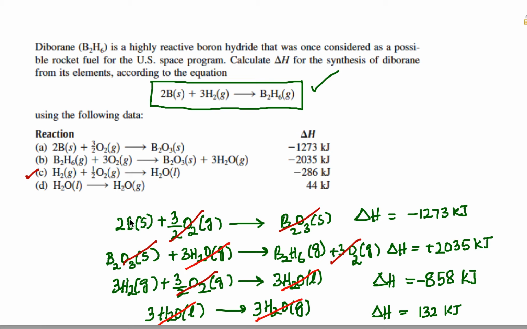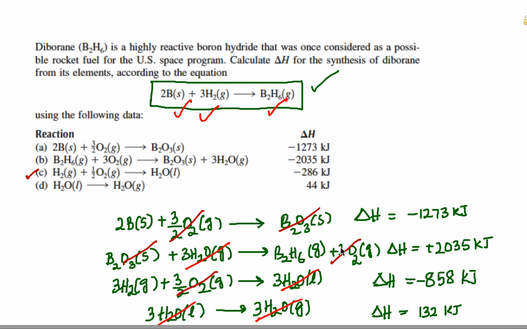Now what are we getting? We have 2 boron solid on the reactant side, and the other one is 3H2 gas. So the reactants are taken care of. Now on the product side, we have only B2H6. So finally we have arrived at the required equation. That is 2 boron solid plus 3H2 gas to B2H6 gas. And for this reaction, the enthalpy change is the sum of the enthalpy changes associated with all these processes. So this is a direct path. It's a series of paths leading to the same product from the same set of reactants.